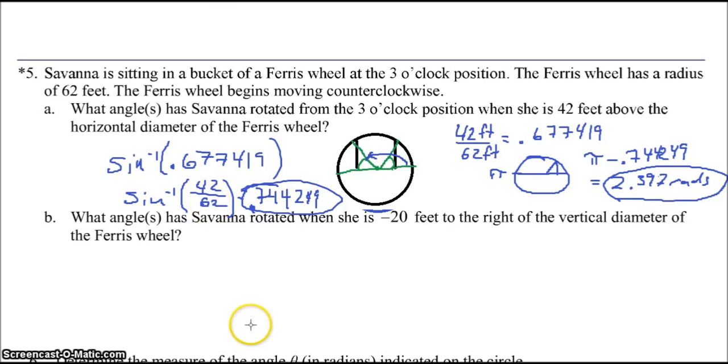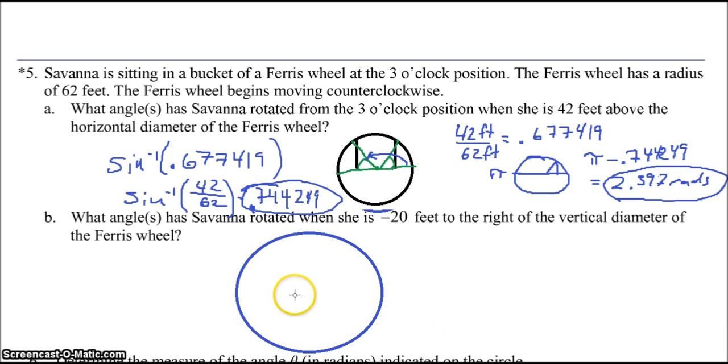What angles has Savannah rotated when she is negative 20 feet to the right of the vertical diameter of the Ferris wheel? Okay, here's our vertical diameter. And if we're negative 20 feet to the right of it, first of all, I want to figure out what percentage that is of the radius. Negative 20 over 62, it's about negative 32%.